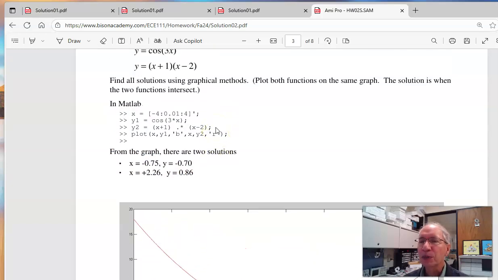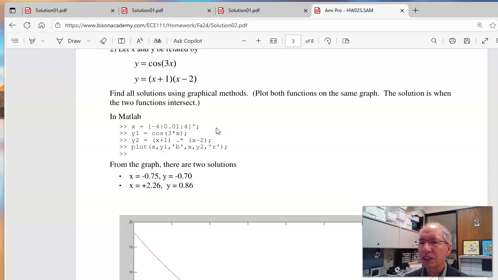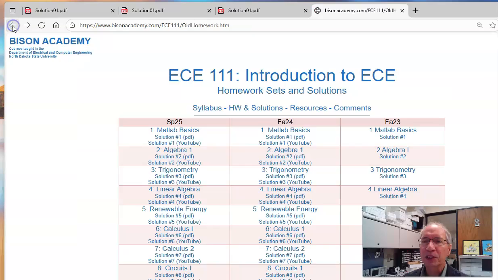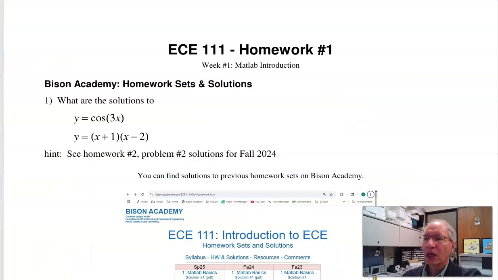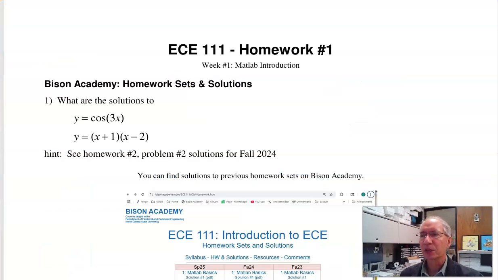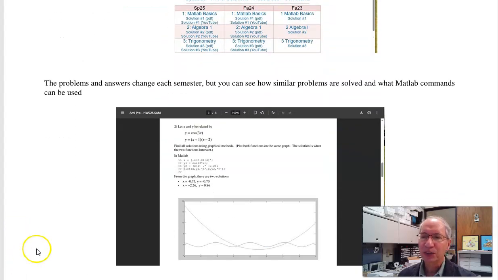The point behind problem number 1 is if you ever get stuck on a homework set and you don't know what to do, go back and see what we did the previous semesters. Now every semester I change the problems, so you can't just copy and paste. But the Matlab code, the procedure, the ideas are the same year after year. So it's kind of one way to get an idea of how to approach a homework problem. And one of the biggest problems with Matlab, along with any computer language, is trying to figure out what the commands are. Well, you'll get the list of the commands in the previous homework problems.